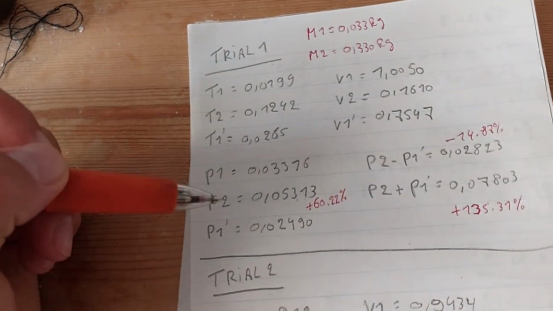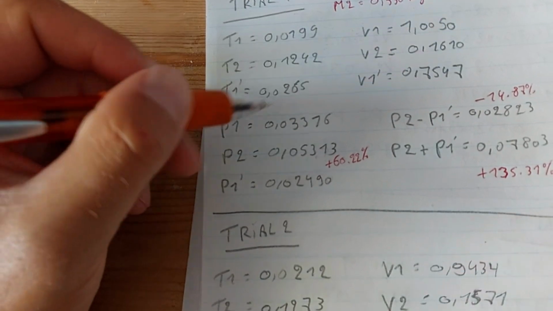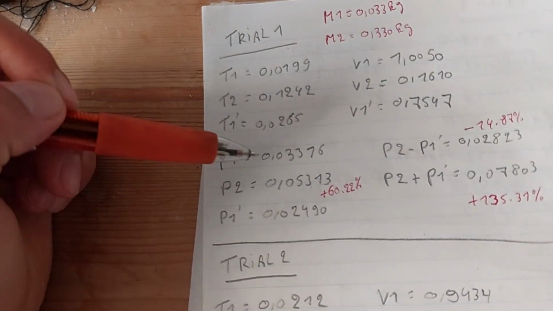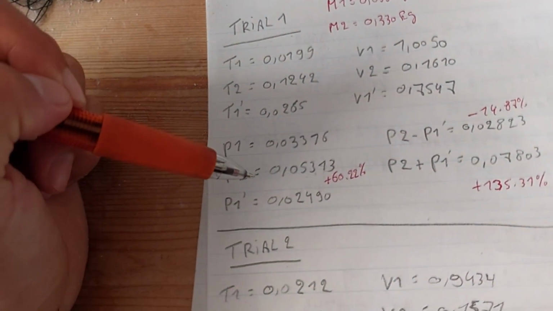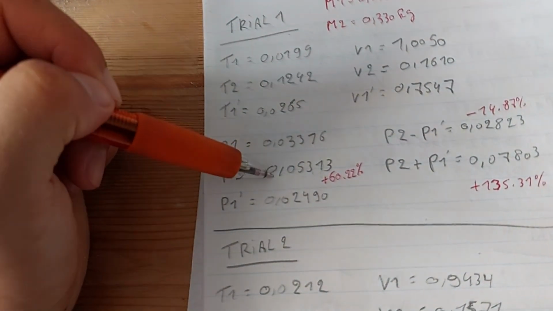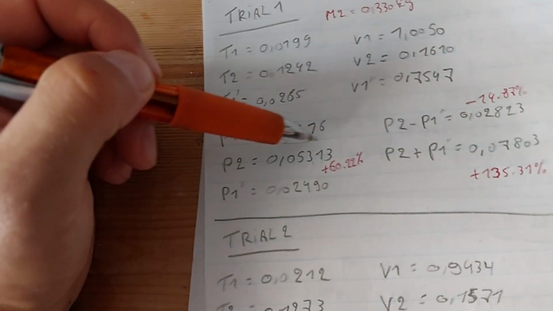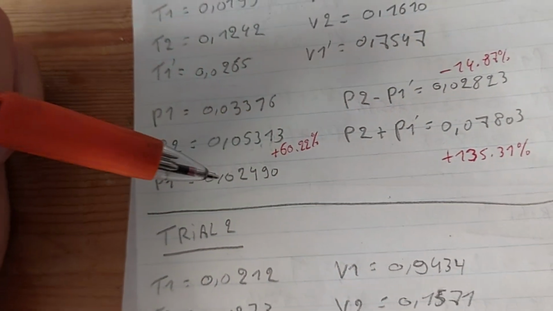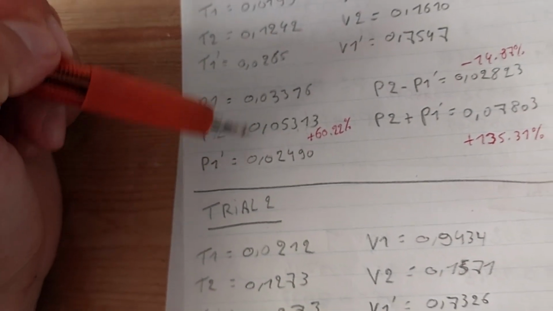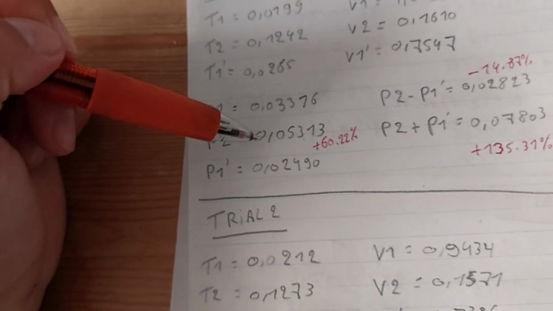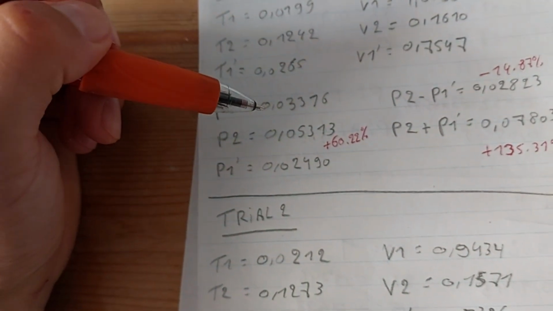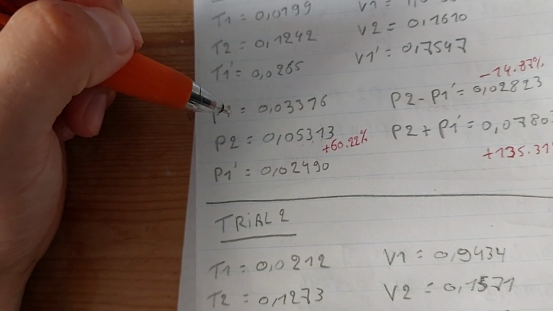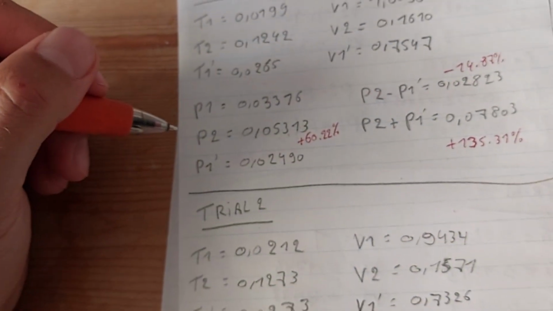I'm going to talk only about momenta. So the incoming momentum was 0.03316 for trial 1. Then the mass 10 came out with momentum of 0.05313, which means that we already have 60.22% more momentum than the initial total momentum. So according to draft science, this is already a free momentum experiment. We have 60% more momentum than the initial total amount of momentum that went into the system.